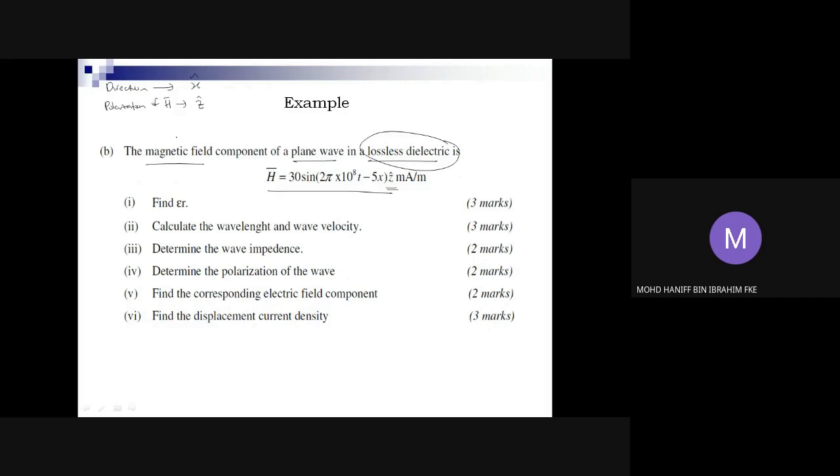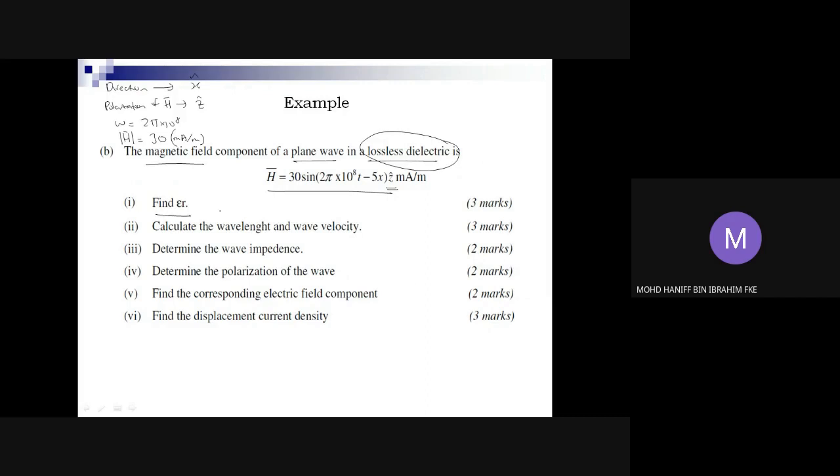Okay, and from these equations also we can obtain that the omega of the wave is 2 pi times 10 to the power 8. And then the magnitude of the wave, if I just put it as H magnitude here, is equal to 30. So this is 30 milliampere per meter. So this is the amplitude for the H field.